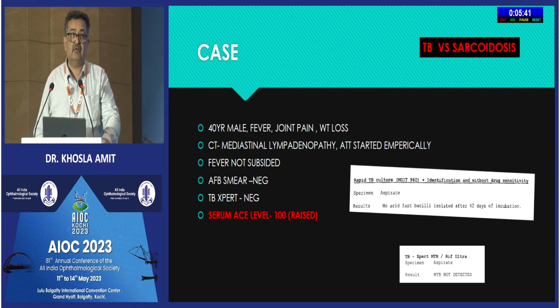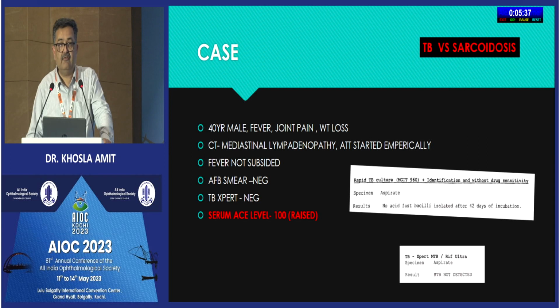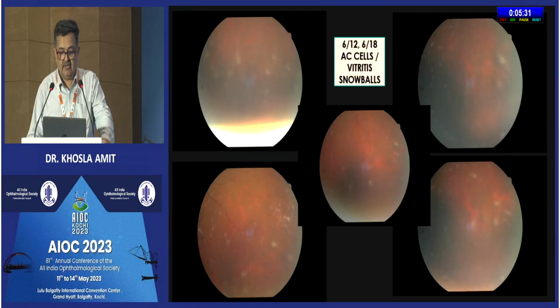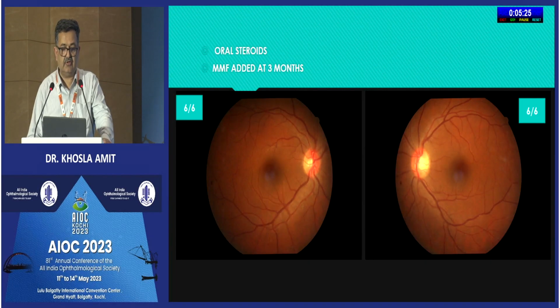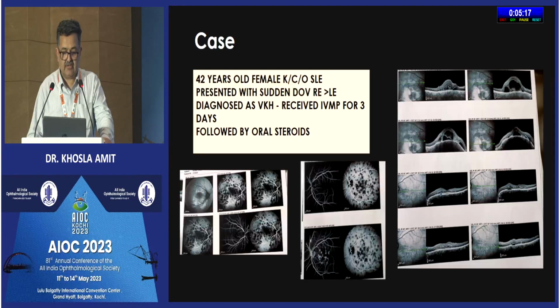The other controversy we always have is TB versus sarcoidosis. Remember that if you do not have active pulmonary tuberculosis or any other lesions, you can give steroids as first line, then add the ATT. There is a patient who had tuberculosis a few years back and had this reaction. This patient was put on steroid, added MMF after 3 months, and has 6/6 vision. So the inflammatory component of TB that looks like sarcoid can be there.